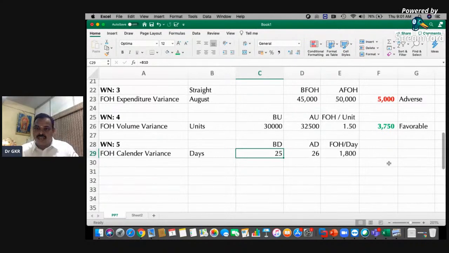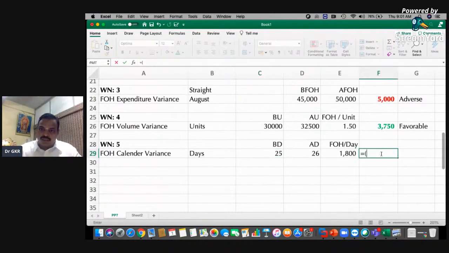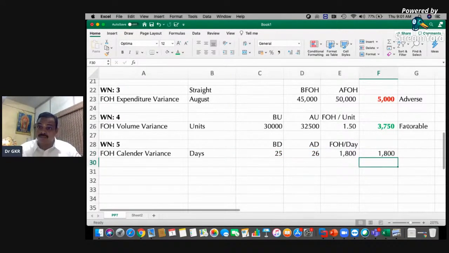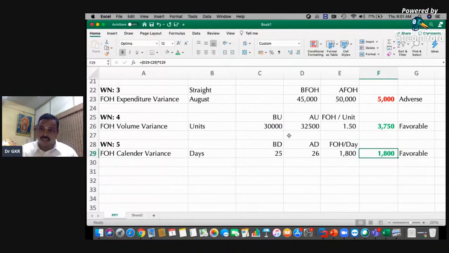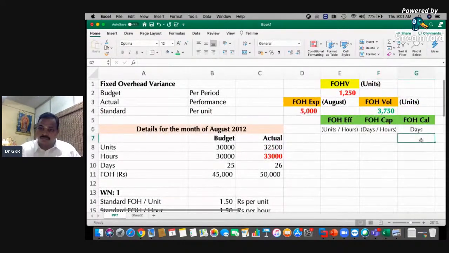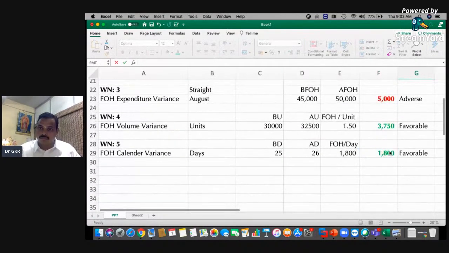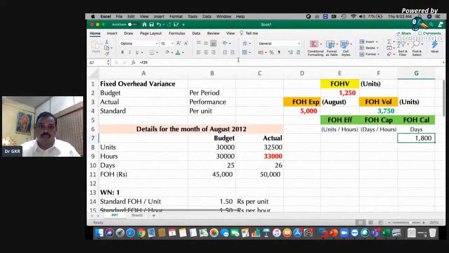One day is 1800. So therefore, 26 days minus 25 days into 1800. So there is 1800 favorable. Okay, that's all. So green color.